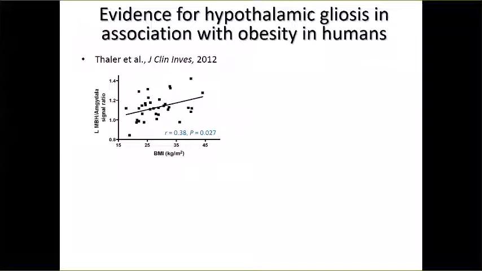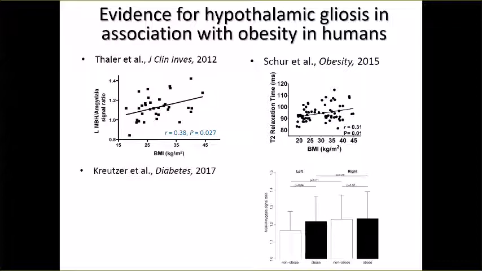Well, what is the accumulated evidence that this is occurring in obesity? This was also in the Thaler et al. paper that we participated in. This is a clinical retrospective study that was the first evidence for hypothalamic gliosis in obesity in humans. And it showed a positive association between BMI and T2 signal in the MBH. We followed that up with a prospective study that replicated the finding. And since then, another group has replicated the finding. There has been some lateralization in the findings, which was replicated in this particular study as well.